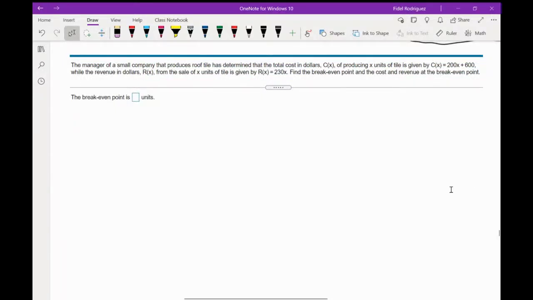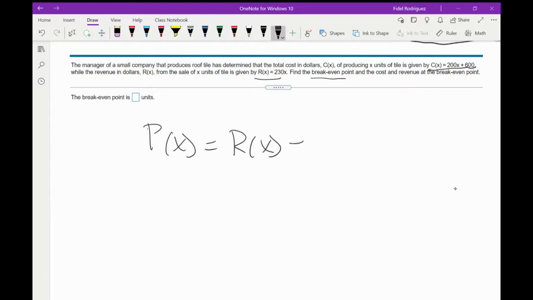Okay, so we're going to do the same thing that we did before. And what's actually nice about this problem is, look, they already give us the cost function, and they give us the revenue function. We want to find the break-even point, and then the cost and the revenue at that break-even point. Okay, so remember, the way we find our break-even point is we're going to find the profit function. Remember, the profit function is just the revenue minus the cost.